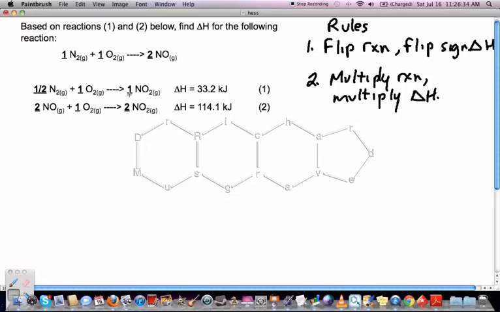The other thing I want to figure out is whether or not I've got the right coefficients, and I can see that I've got half N2 here and I've got 1 N2 over here, and that means I'm going to have to multiply this reaction by 2 in order to make sure I get the same coefficient. Alright, so let's go ahead and do what I need to do here.